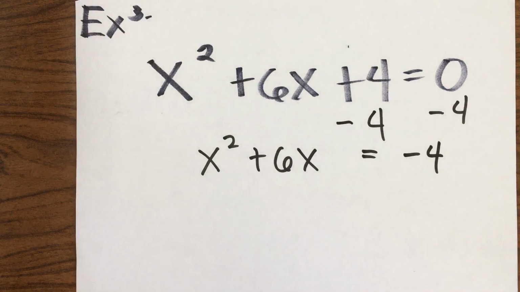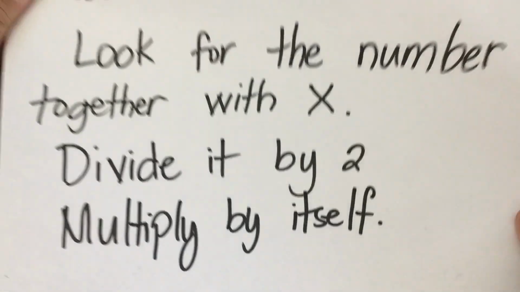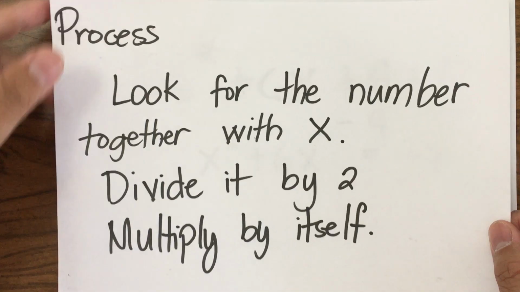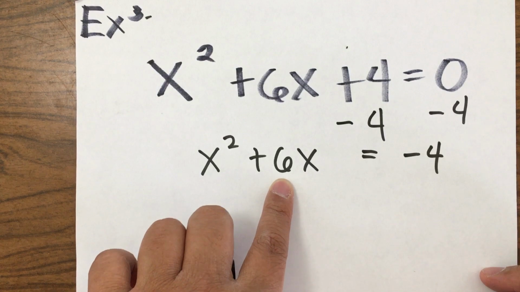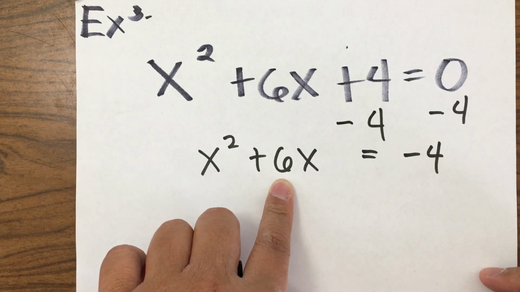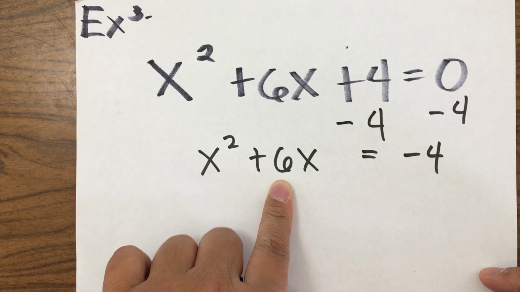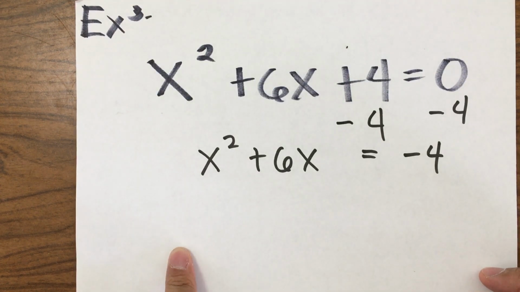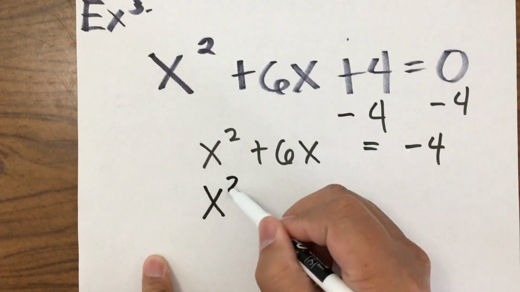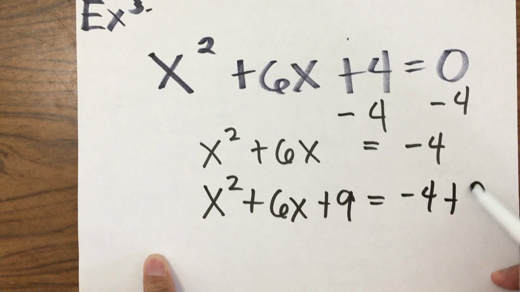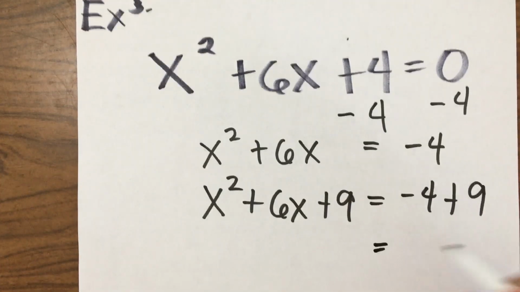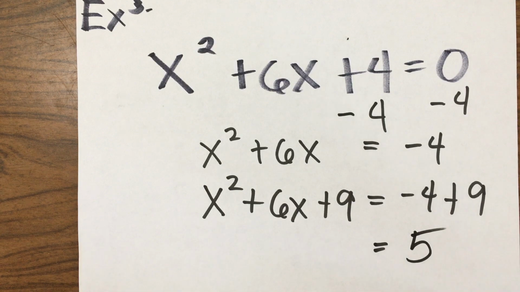Now we can apply the process we've been doing. Look for the number together with x, divide it by 2, multiply it by itself. The number together with x is 6, divided by 2. 6 divided by 2 is 3. And multiply it by itself. 3 times 3 is 9. So that's the number you're going to add on both sides. So you have x squared plus 6x plus 9 is equal to negative 4 plus 9. So let's start with negative 4 plus 9 this time. That's going to give us positive 5, or just write 5 in there.